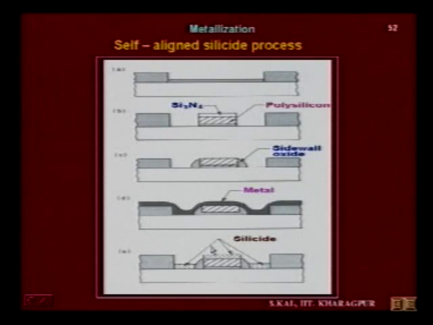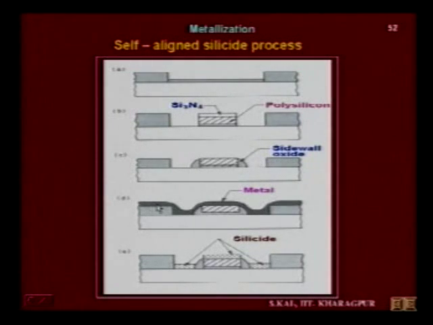So after sintering the structure, then you have to go for selective removal of the metal. The unreacted metal on the top of the oxide, and here this is also unreacted metal film on the top of oxide, they are removed by etching solution. And after that, what will be there? Whatever silicide is there, that will not react with the etching solution, because the unreacted metal can be removed by metal etching solution.